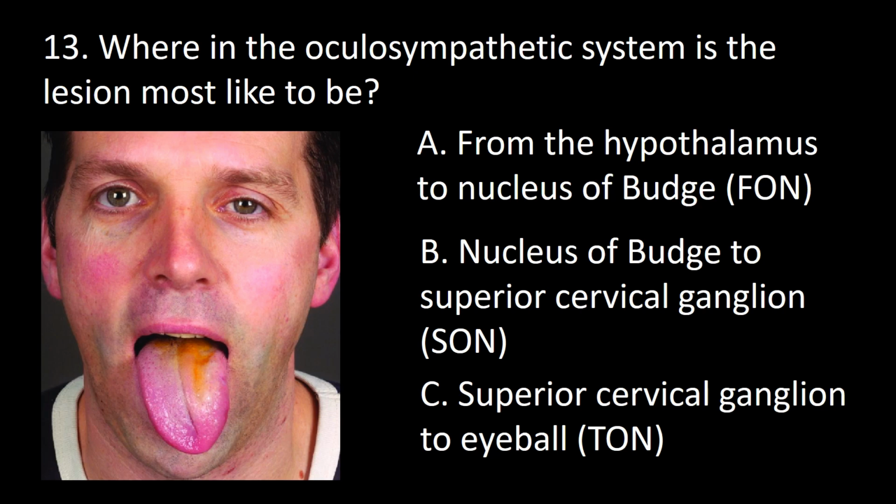Next question. Please take a look at this picture and answer where in the oculosympathetic system is the lesion. A. From the hypothalamus to the nucleus of Budge. B. Nucleus of Budge to superior cervical ganglion. C. Superior cervical ganglion to eyeball. To answer this question, all you need to know is that FON stands for first order neuron, SON for second order neuron, TON for third order neuron, and the trajectory of the oculosympathetic pathway.